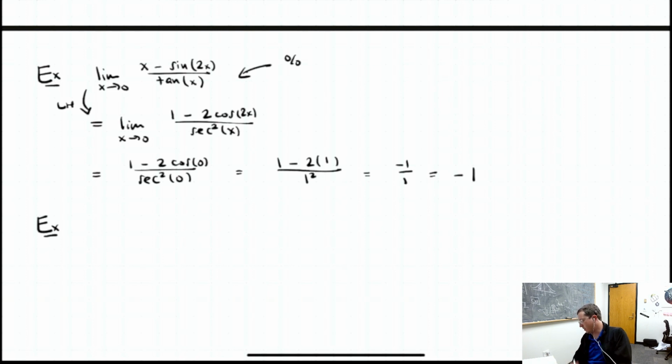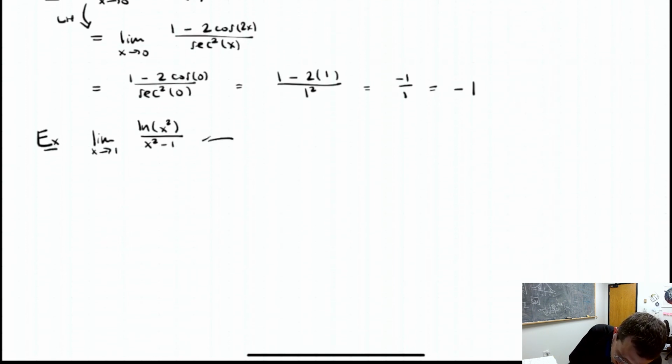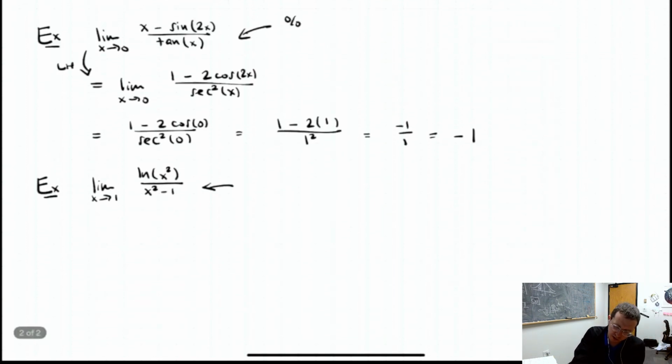This one looks fun. The limit as x goes to 1 of ln of x squared over x squared minus 1. Now when you try direct substitution, you plug in 1, you get ln of 1, which is 0, over 1 minus 1, which is 0. So we can use L'Hopital's rule.